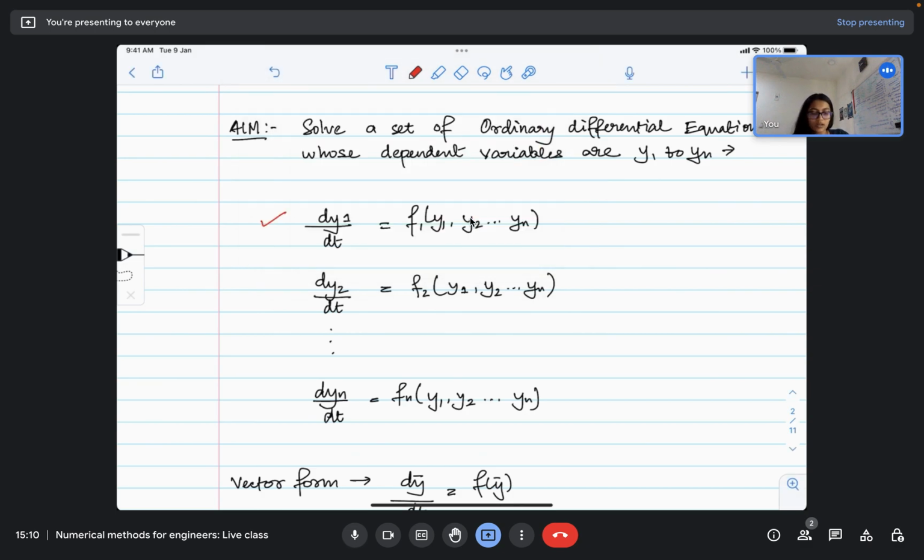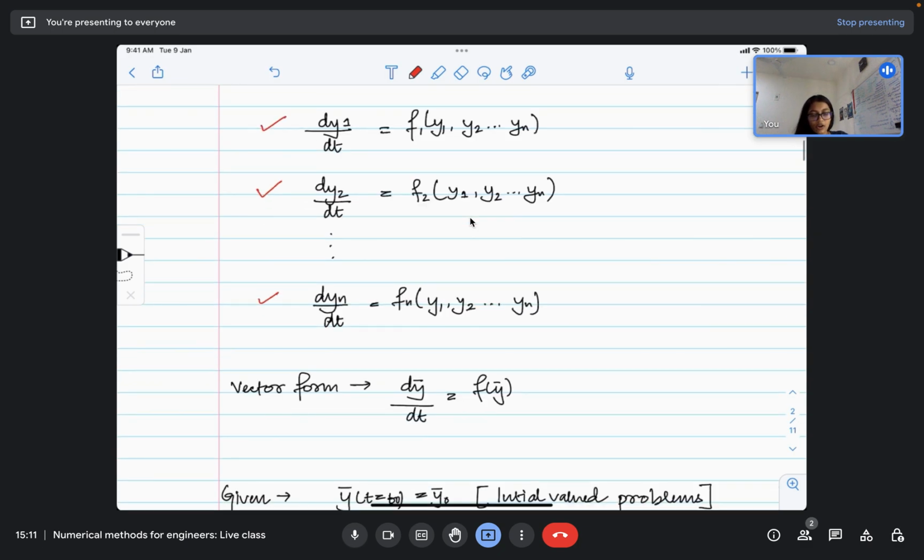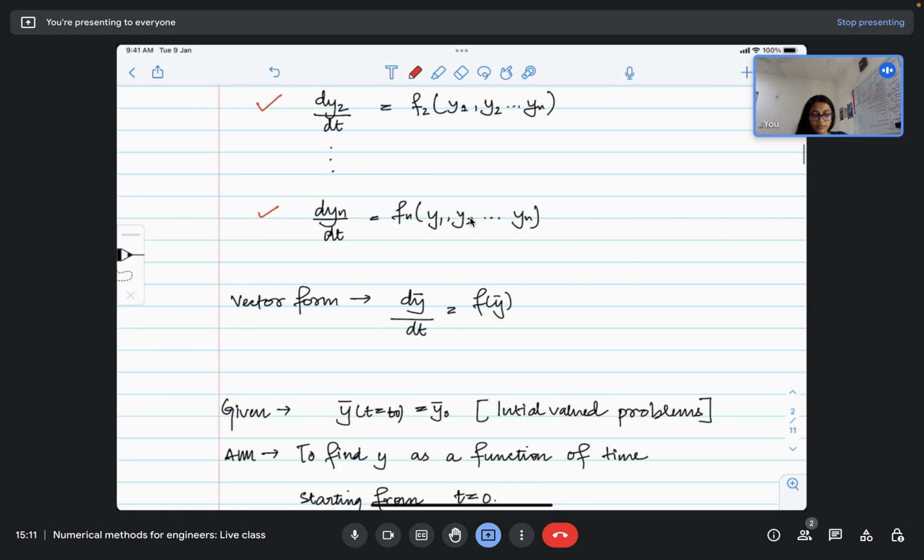dy1 by dt is a function of y1 to yn. Similarly, another differential equation is again a function of y1 to yn. And likewise, dyn by dt is a function of y1 to yn. And in order to write it in a vector form, we can write it as dy by dt is a function of all the y's, so y with a dash.